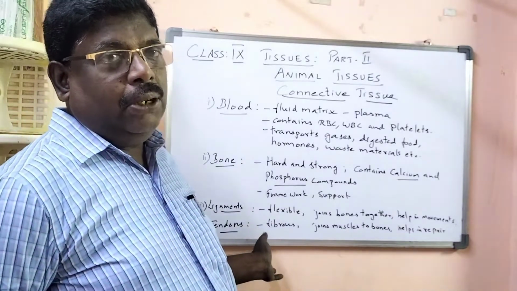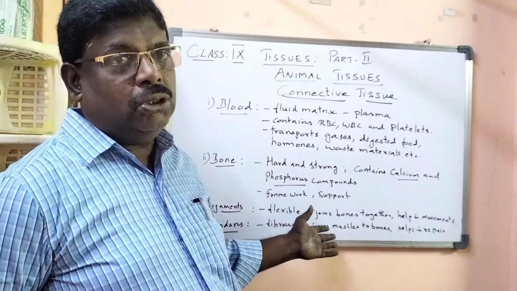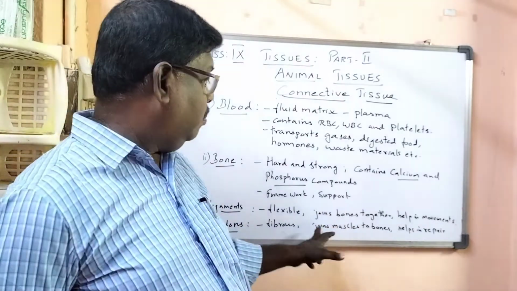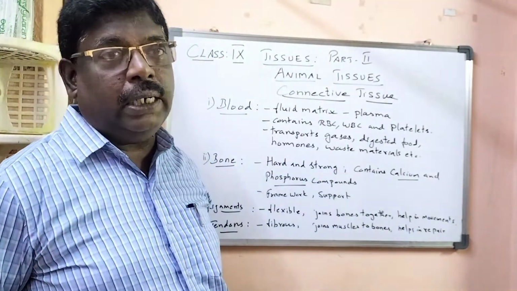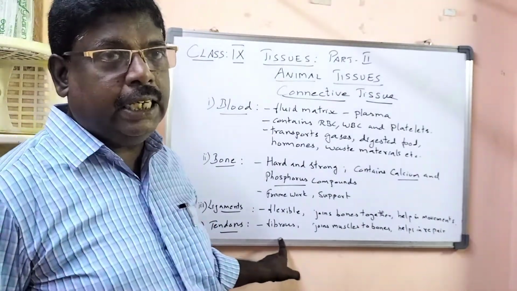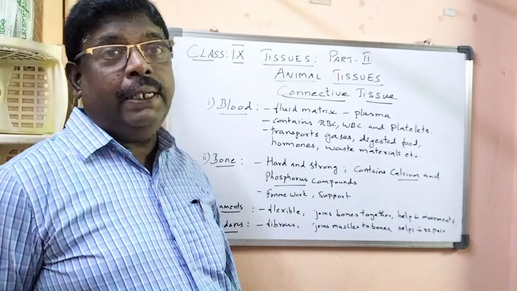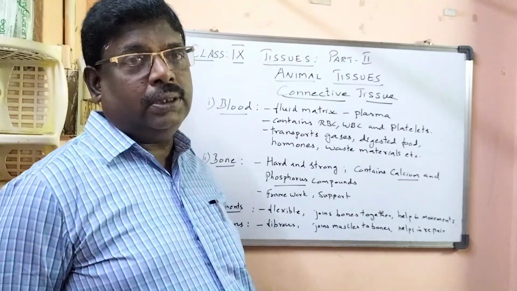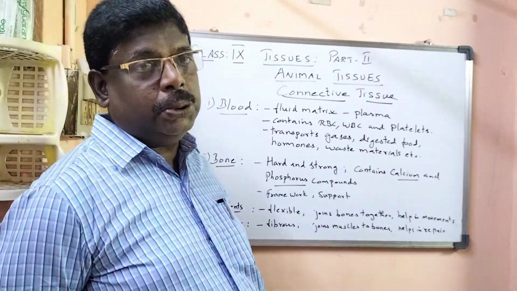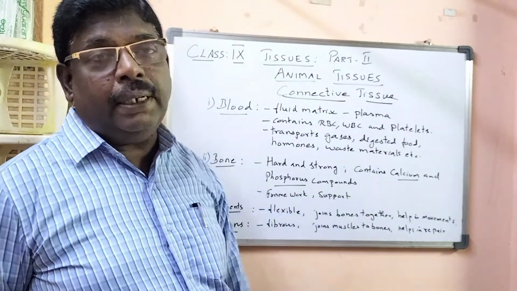Next, we have ligaments and tendons. Ligaments are flexible tissues. They join bones to bones. They help in movements of our limbs, hands and legs. Tendons are very fibrous in nature. They join muscles to bones, and also help in repairing tissues. If tissues are torn or any such thing happens, they help to overcome that.